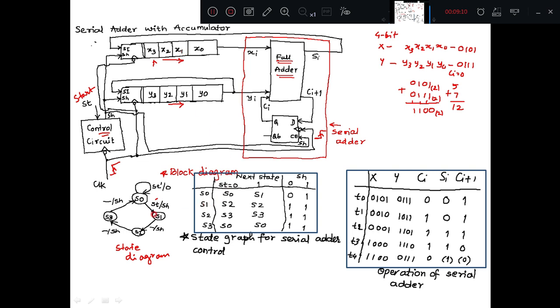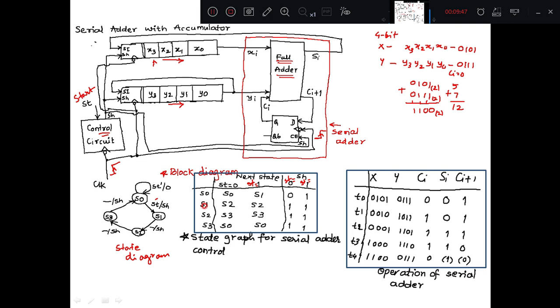You can observe the same state diagram information we are writing as a state table also. You can observe here S0, S1, S2, S3. Start signal is 0, remain in that state. When the start signal is 1, in that case from S0 you are reaching the S1 state. And the shift signal, if you observe, when the start signal is 0, the shift signal is 0. When the start signal is 1, in that case the S0 output is 1.